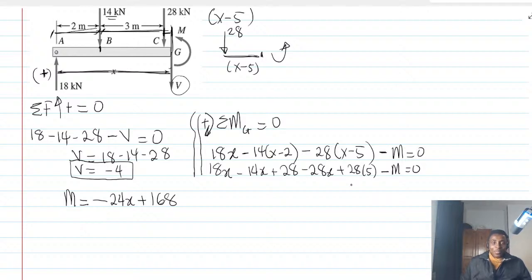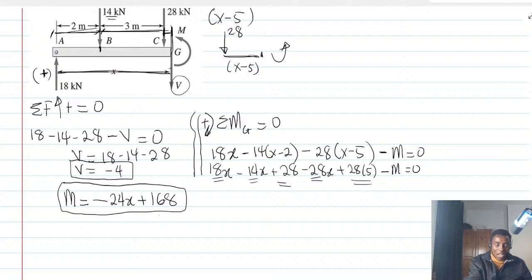But it doesn't change the answer because I have done it. So 18 minus 14 minus 28 will give you the minus 24s, and then 28 plus 28 times 5. That is 168. Okay, so guys, we are done, but we are not done.